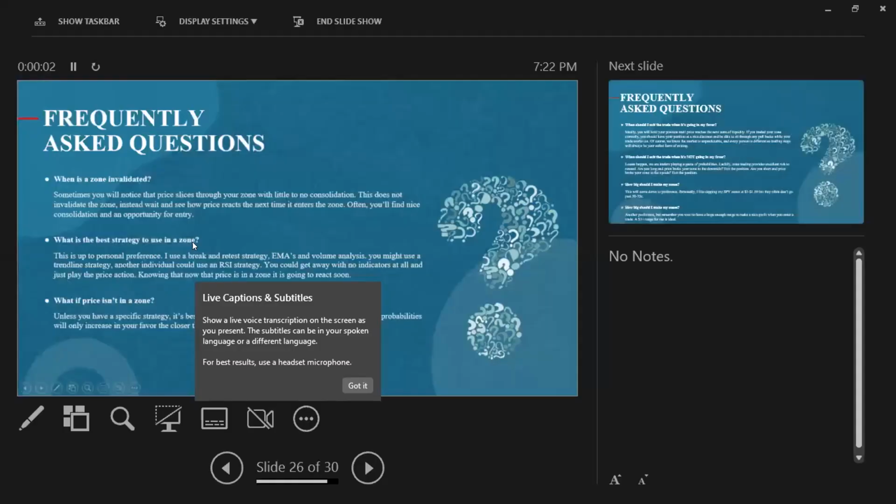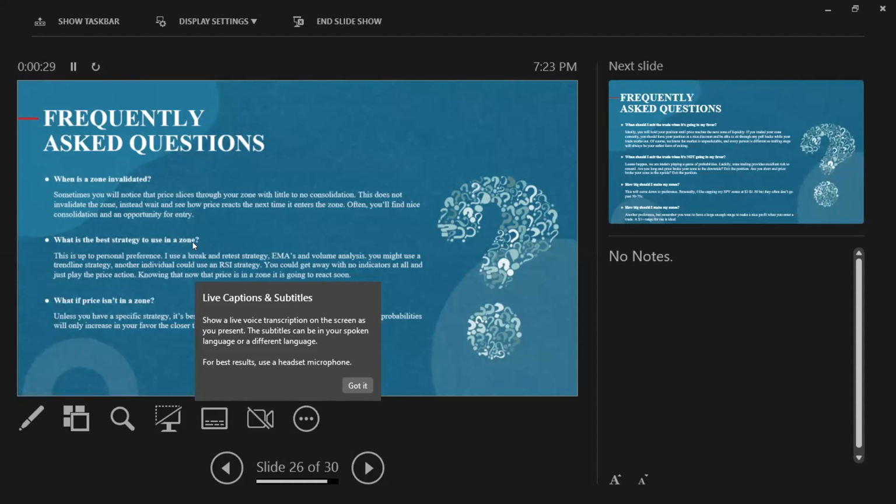All right. So these are the questions I get asked the most. Number one is, when is a zone invalidated? Sometimes you'll notice that price slices through your zone with little to no consolidation. This doesn't invalidate the zone. In fact, to me, it makes the zone a little bit stronger. It's telling me that a bunch of limit orders are getting filled there at the same time, and price is just slicing through it because of the amount of limit orders that are there.